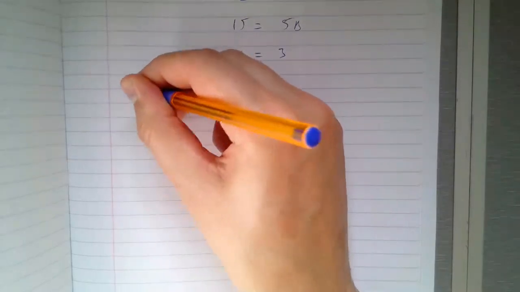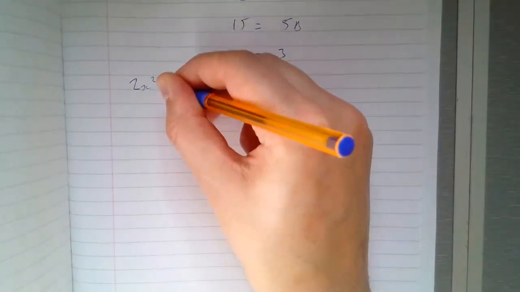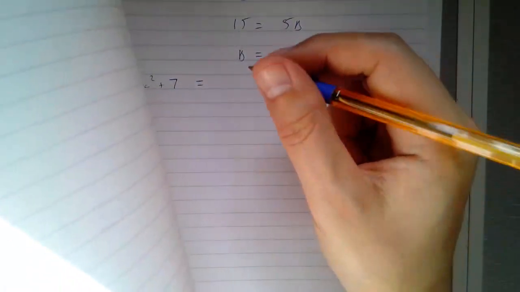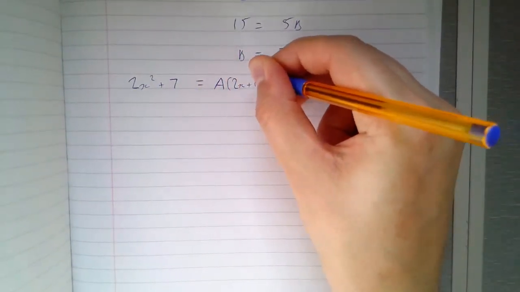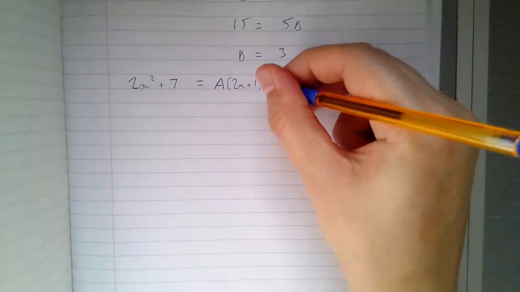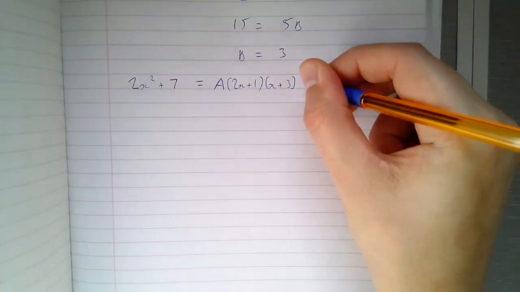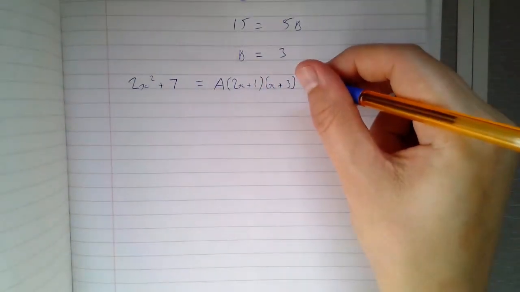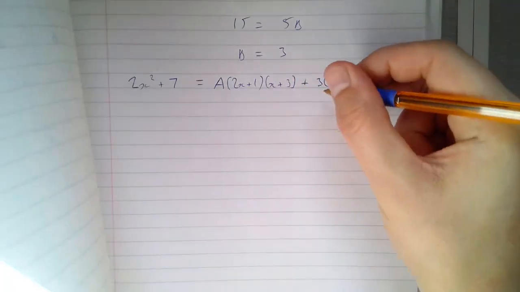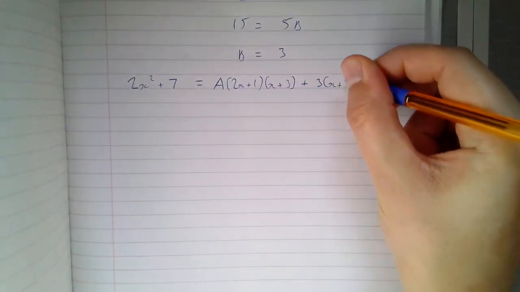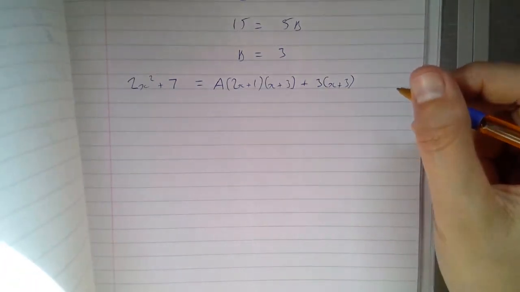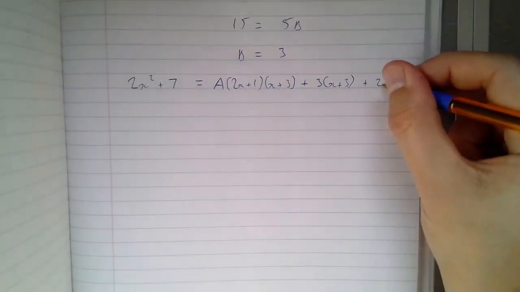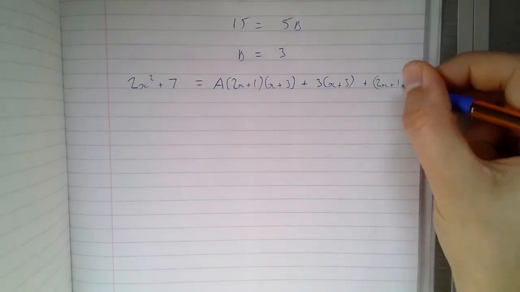So we know that we've got 2x squared plus 7 is equal to, I don't know what A is yet, so I've got A times 2x plus 1 times x plus 3. Then I know what B is, B is 3, so I've got plus 3 lots of x plus 3. And C, I know what C is, C was 2, so that's plus 2x plus 1 squared.